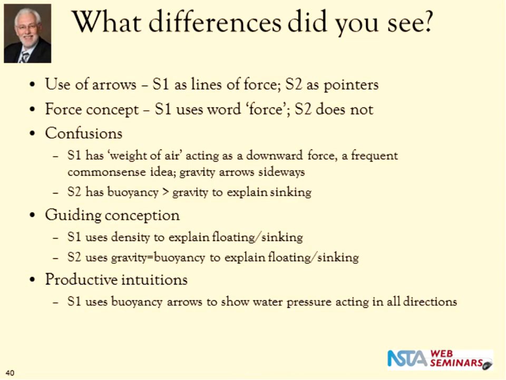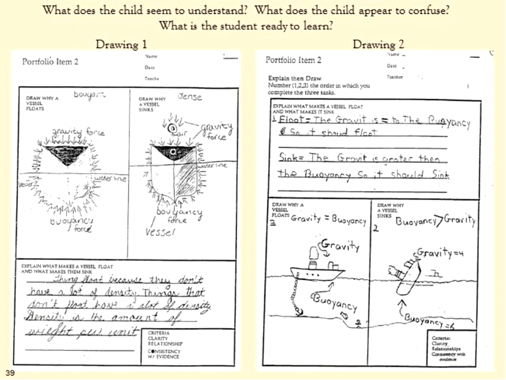Student 2 has used the symbol greater than incorrectly for the buoyancy and gravity relationship to explain sinking. Right here. When buoyancy is greater than gravity, the object will move up, just as when you release a helium balloon, or if you hold a tennis ball or a beach ball under the water and let go of it, it rapidly rises to the surface because the buoyant force is pushing it upwards.